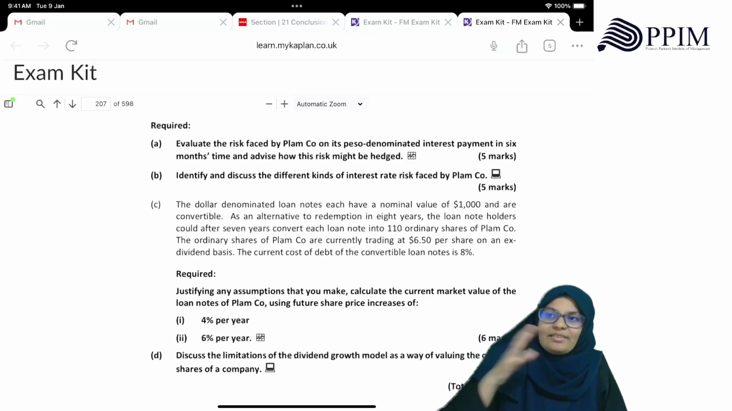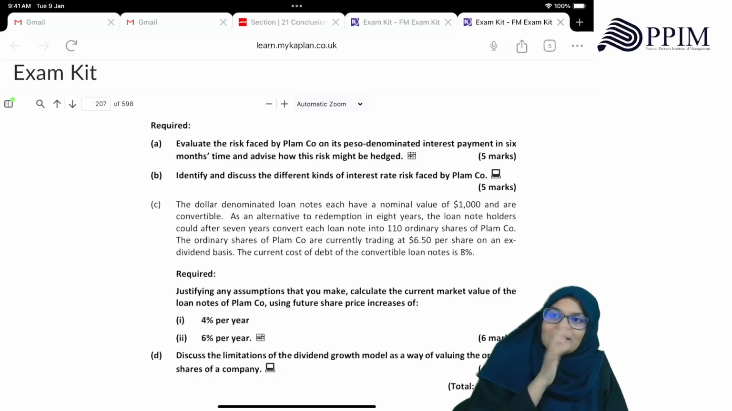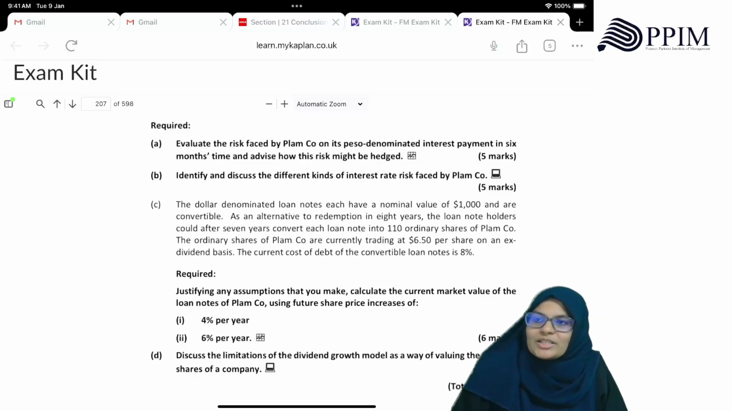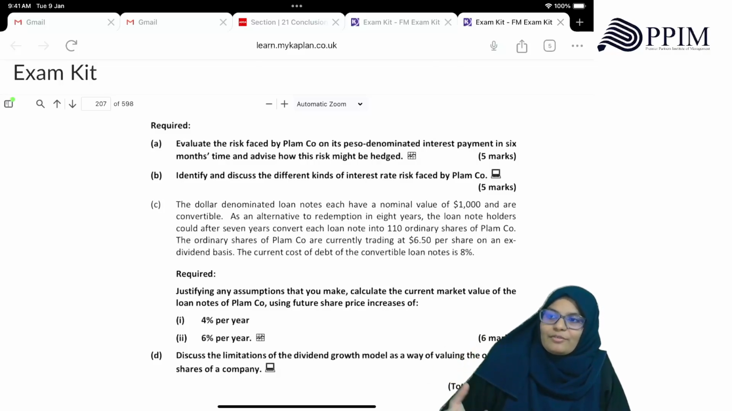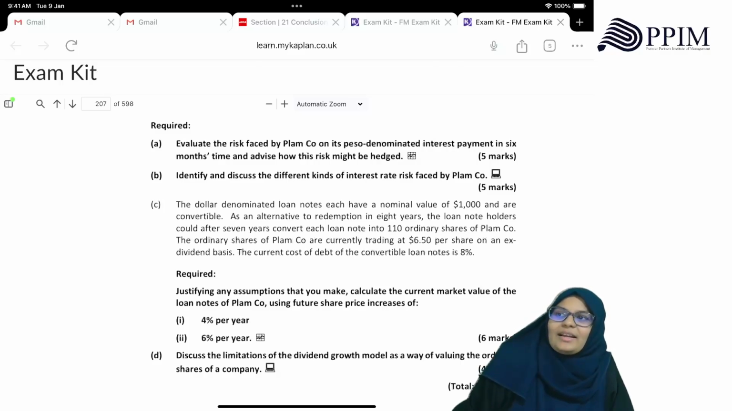So they're saying in one situation, share price has increased by 4%. In another situation, it has increased by 6%. Whenever the amount that you get from the shares is more, you will go for the conversion option. If not, you will stick to the $1,000 redemption itself. So they're asking you to consider whether you will redeem or convert, and after that calculate the market value of these loan notes.